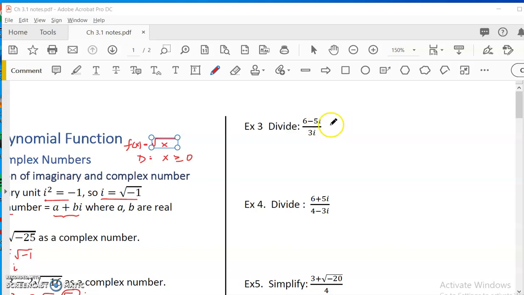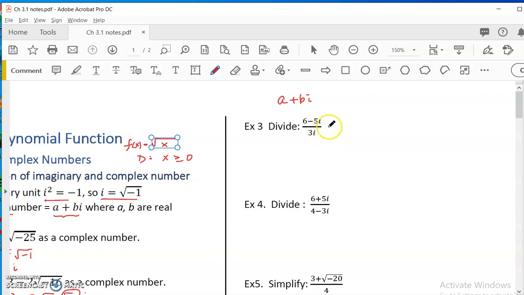So divide. How do I divide? The idea is this is not a valid form of a complex number. A complex number always has to be a plus bi. So you are not allowed to have a fraction with a number in the top and a number in the bottom. Just like a radical, you're not supposed to have i in the denominator. It has to be just one i, and cannot have i in the top and bottom. So we need to get rid of this.